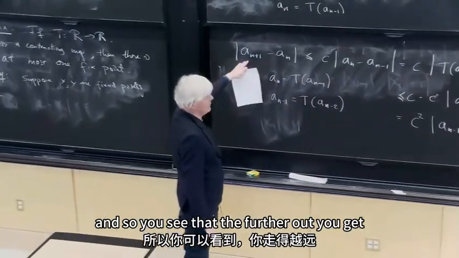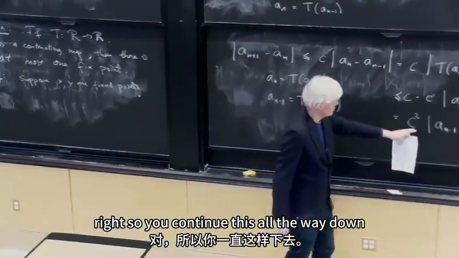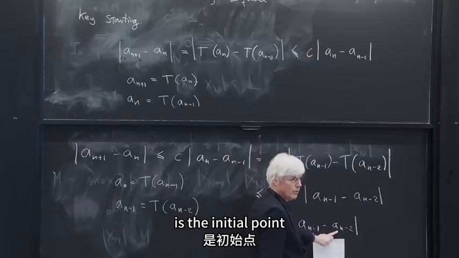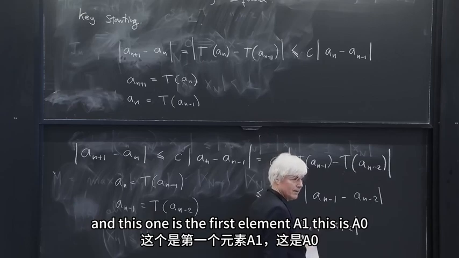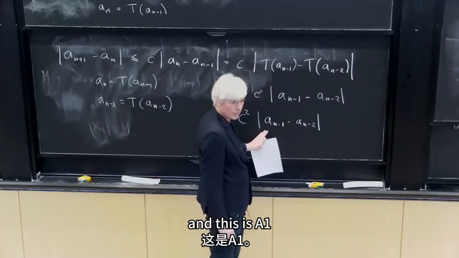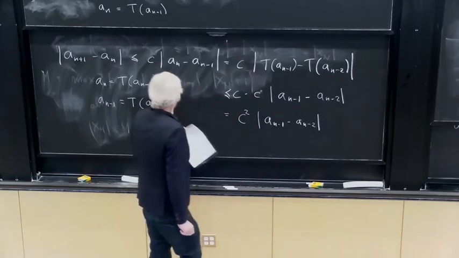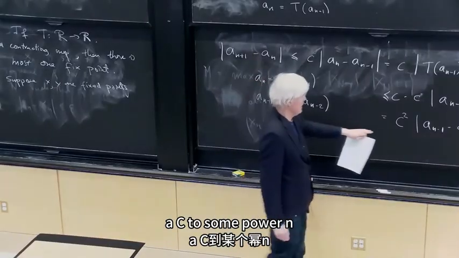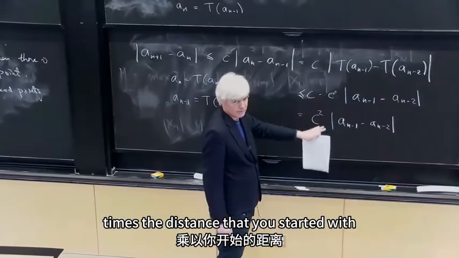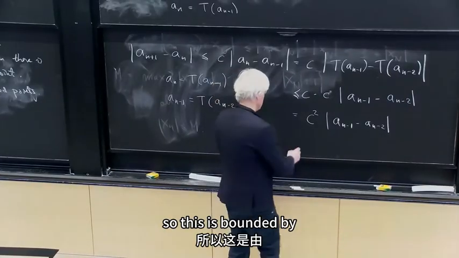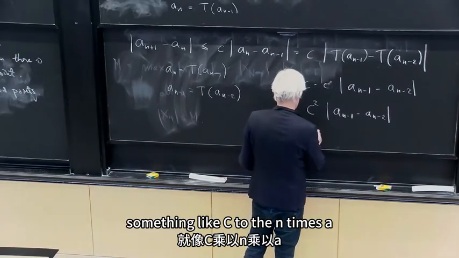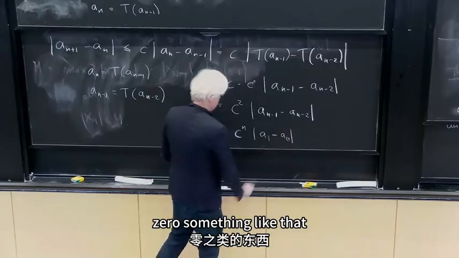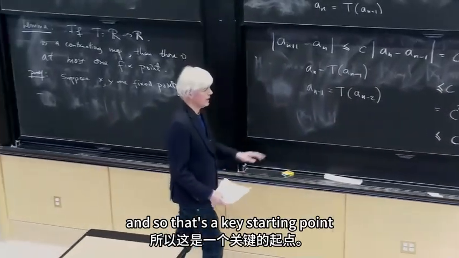And so you see that the further out you get, right, so you continue this all the way down to that you're getting that this element is the initial point, and this one is the first element, a1. This is a0, and this is a1, right? And so you see that you're getting something which is like c to some power n times the distance that you started with, right? So this is bounded by something like c to the n times a1 minus a0, something like that. And so that's a key starting point.